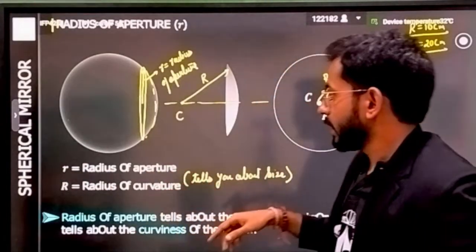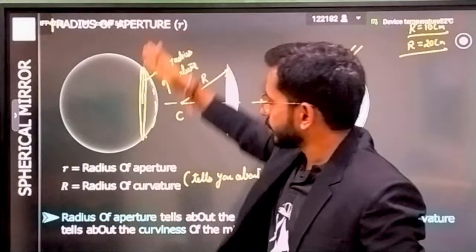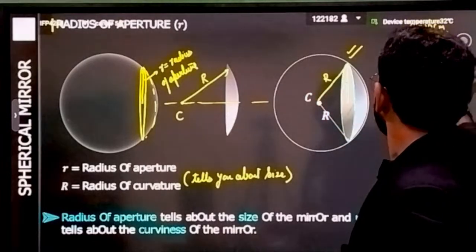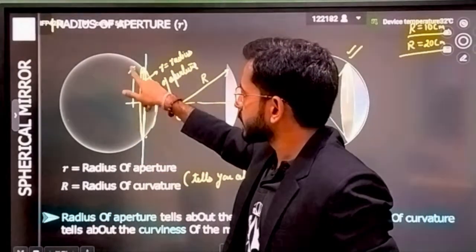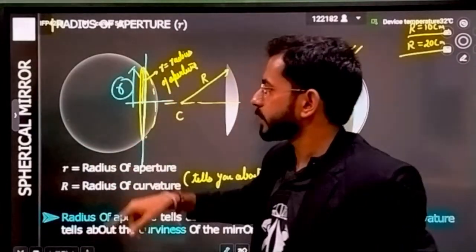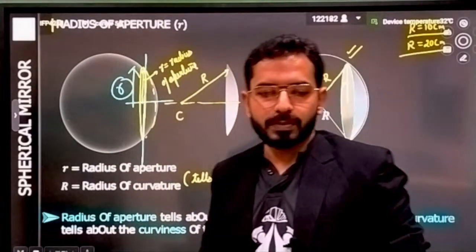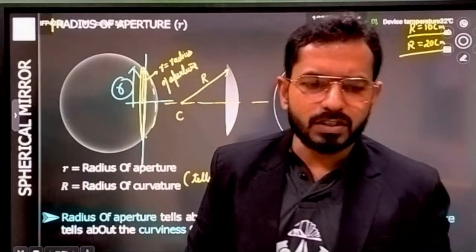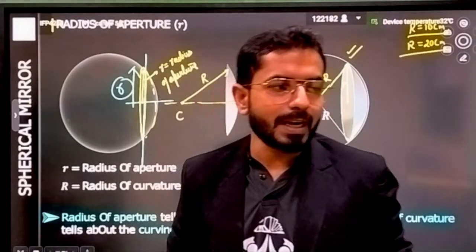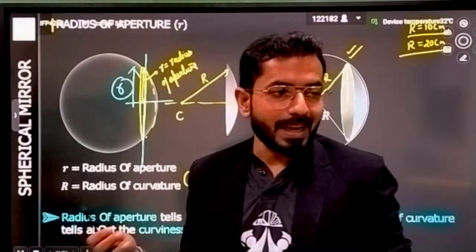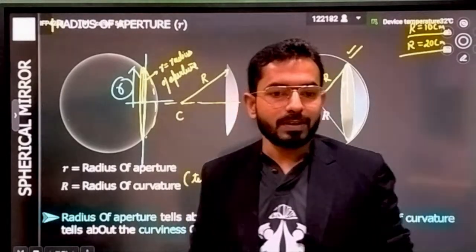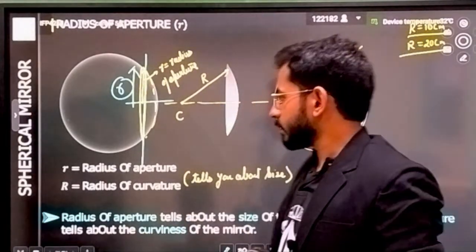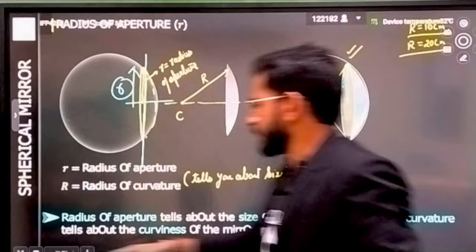Radius of aperture: the aperture that you have cut from here, the radius present here, not the radius of curvature, is called the radius of aperture. It will always give you an idea of how big the size of the mirror actually is.